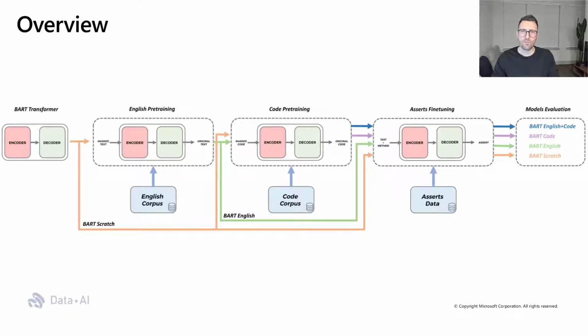This is an overview of how we train our models. We begin with a BART Transformer model, then we have two pre-training stages with English and source code corpus. Next, the fine-tuning stage trains the model on the assert generation task. At the end of these stages, we obtain 4 different models based on the amount of pre-training we perform. In this figure, the arrows of different colors show which stages are used for each model.